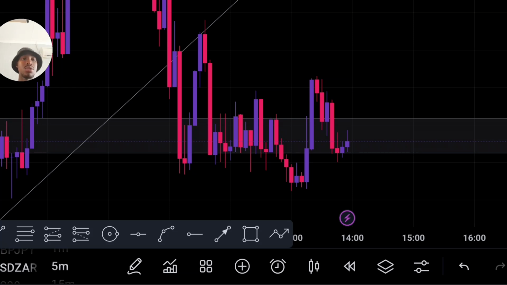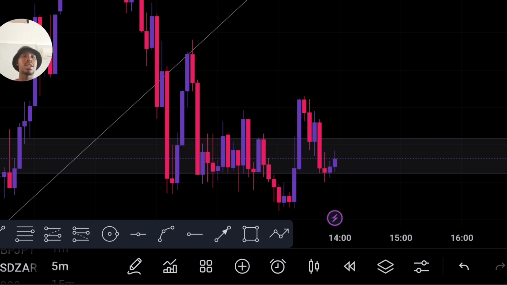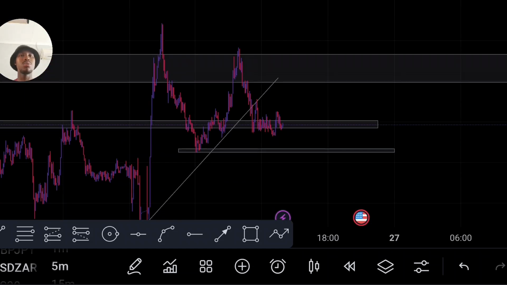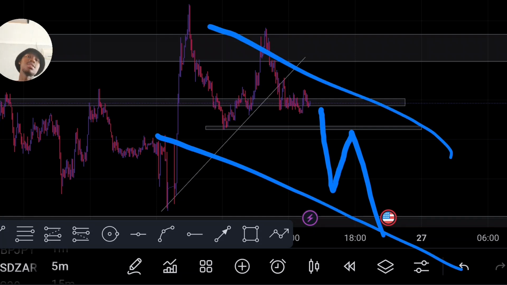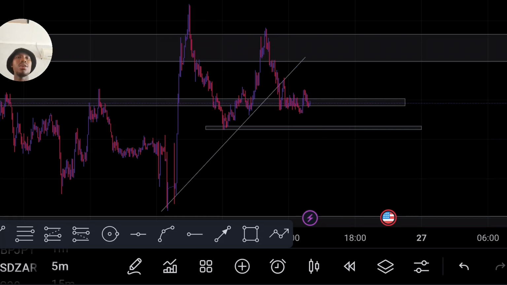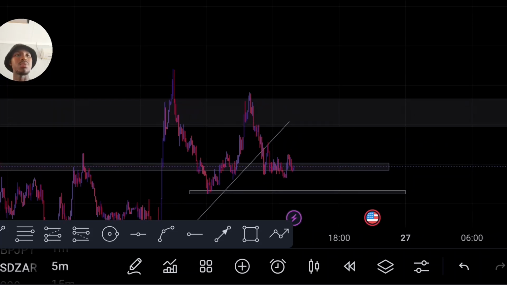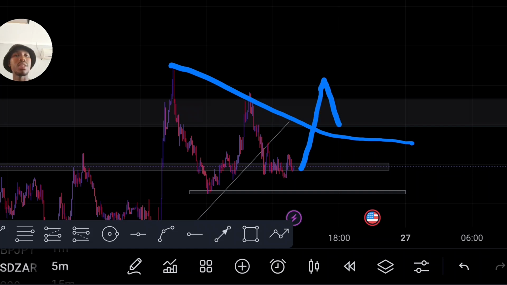So now you're just waiting for price to either break here, retest, and then go down, giving us a clean downtrend. Or you can wait for price to break here, retest that level. Maybe there will be an imbalance there. I'll use that as confirmation, and then price will tap into that imbalance, and then I enter. So this is my scenario for USDZAR.